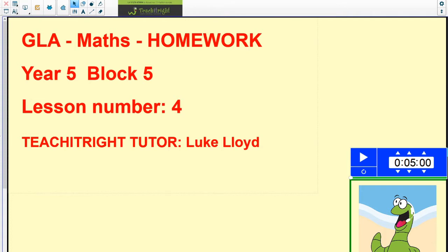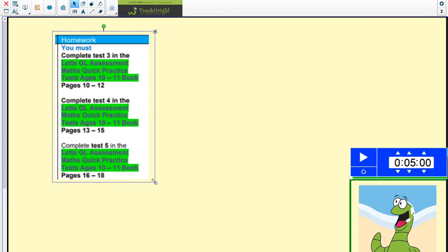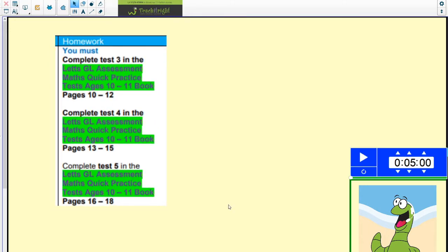This is for the maths homework that we've hopefully done this week. So today we're going to go through these tests, tests 3, 4 and 5 in your Let's GL assessment book.